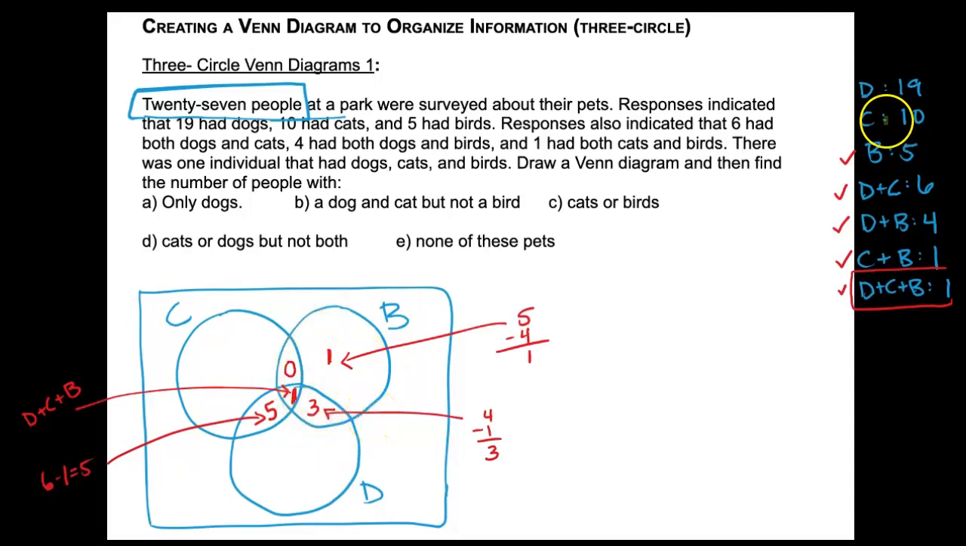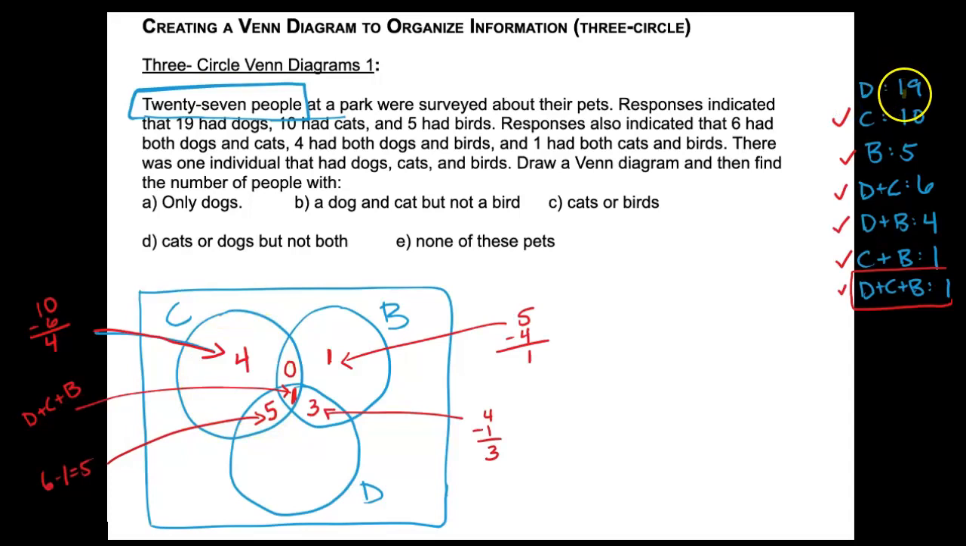Next, I'm going to look at cats. The cat circle is right here, and they said that there are 10 people that have cats, so I'm going to write 10, and then look at what's already in that circle. There's already a 5 and a 1 and a 0, so 5 plus 1 is 6. If there's already 6 in the circle, I'll take that off the 10, and that leaves 4 remaining. Now if I count everything in the cat circle, I get 4 plus 1 is 5, plus 5 is 10. So I have 10 total in the cat circle, so that checks out.